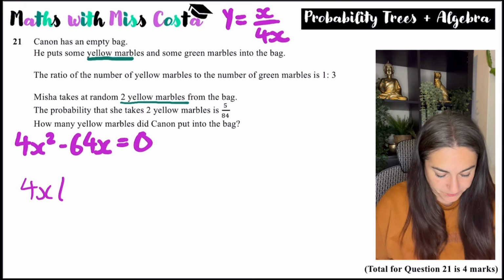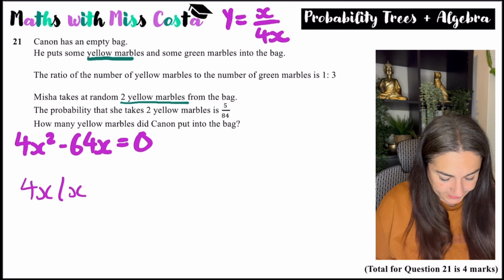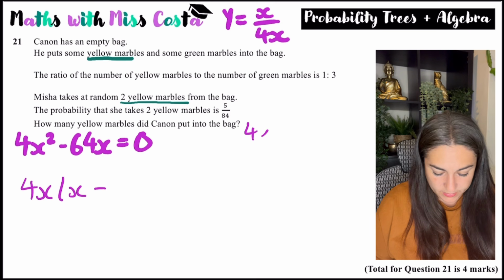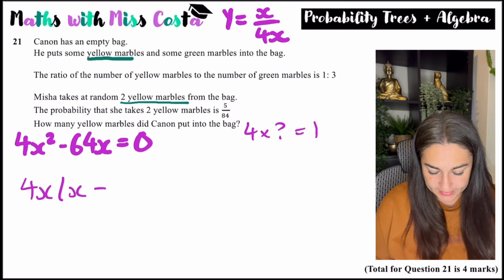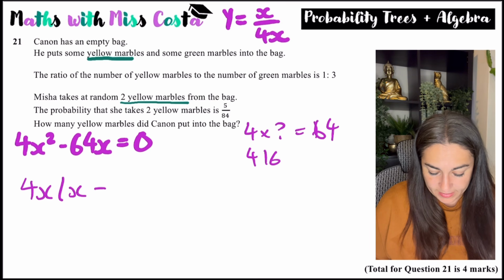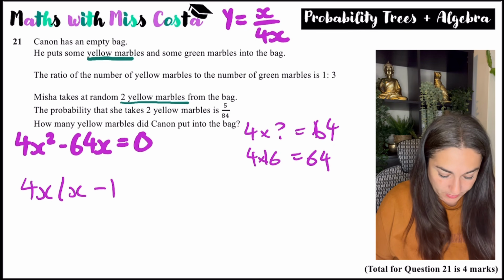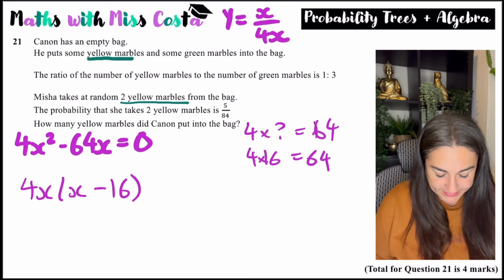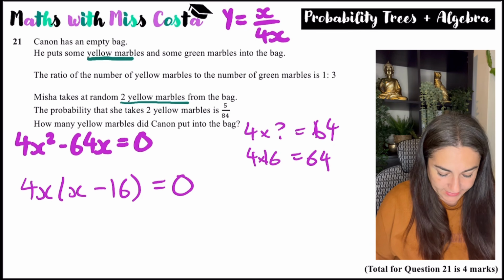So I'll do x here, and then 4 times by something is 64. If you didn't know, you could divide. I happen to know that 4 times 16 is 64. So it would be x minus 16 equals 0.